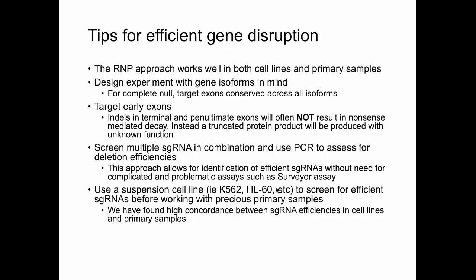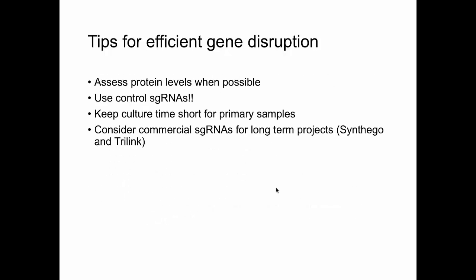It's really important that you're doing Western blots, or at least if there is a good antibody available, you're doing Western blots to make sure that you're actually leading to loss of the protein product. I know that some groups may not and may disagree with this, but we often use a suspension cell line like K562 or HL60 to screen for efficient sgRNAs before working with our core blood samples. We've actually found high concordance between the efficiencies in our cell lines and primary samples, and that's why we've decided to proceed with this.